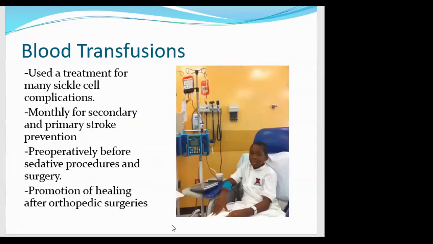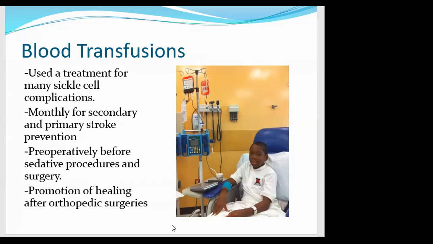Blood transfusion, like I said, anytime we're treating a patient with a complication of sickle cell disease, we're probably going to do a blood transfusion just to basically clear their body of all those sickle cells and give them good, healthy blood without sickle cell disease. So we use it for stroke prevention, primary and secondary stroke prevention. Any time a child with sickle cell disease needs to be sedated for any sort of procedure, any sort of surgery in the OR, we give them a blood transfusion. We want to make sure that their blood counts are high enough to sustain deep sedation.